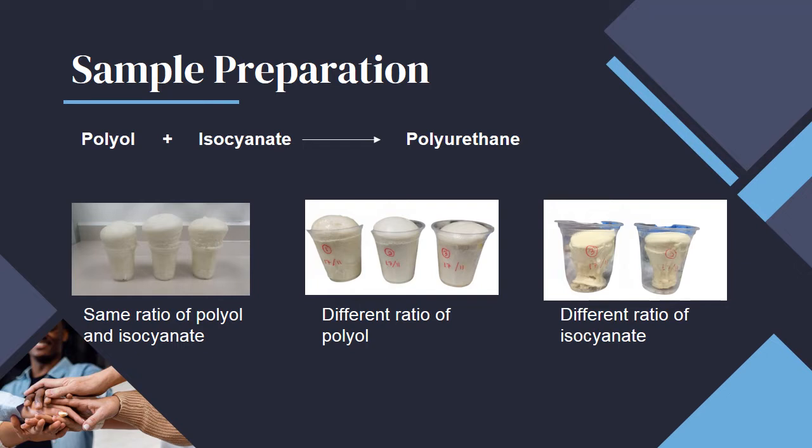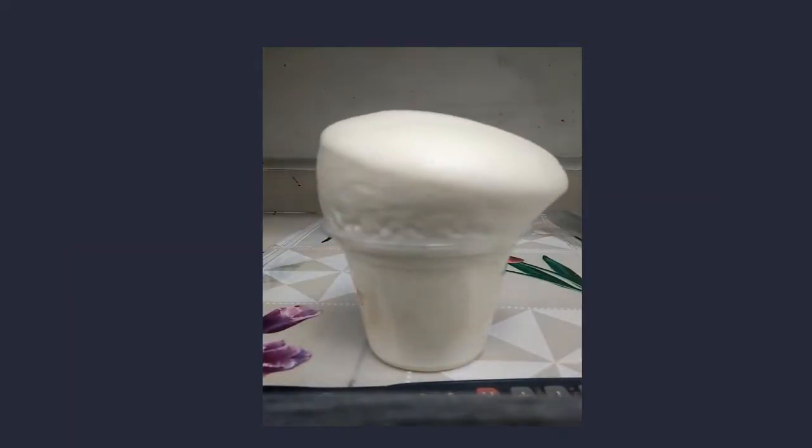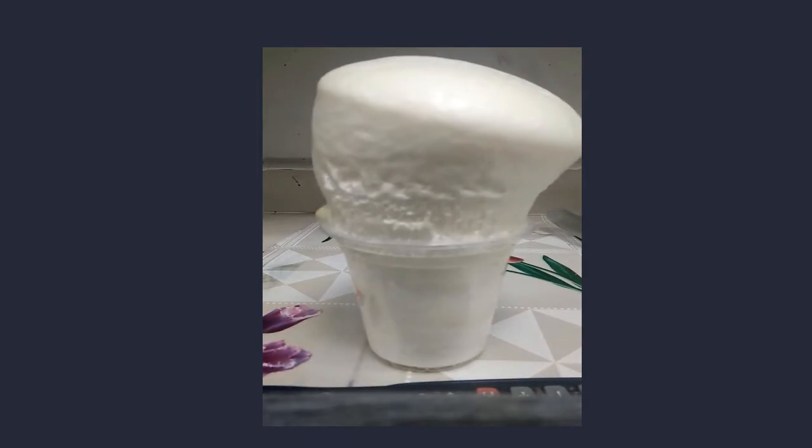First, sample preparation. The polyurethane is actually a mixture of polyol and isocyanate. In this project, I had to make three types of sample. First sample is polyurethane with the same ratio of polyol and isocyanate. Second is polyurethane with a different ratio of polyol. And third is polyurethane with a different ratio of isocyanate. This is the time-lapse video of the production of the polyurethane samples.